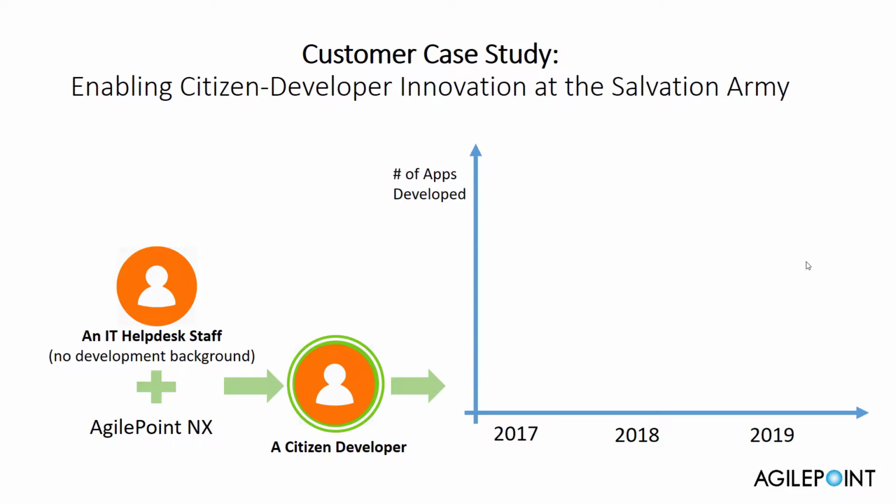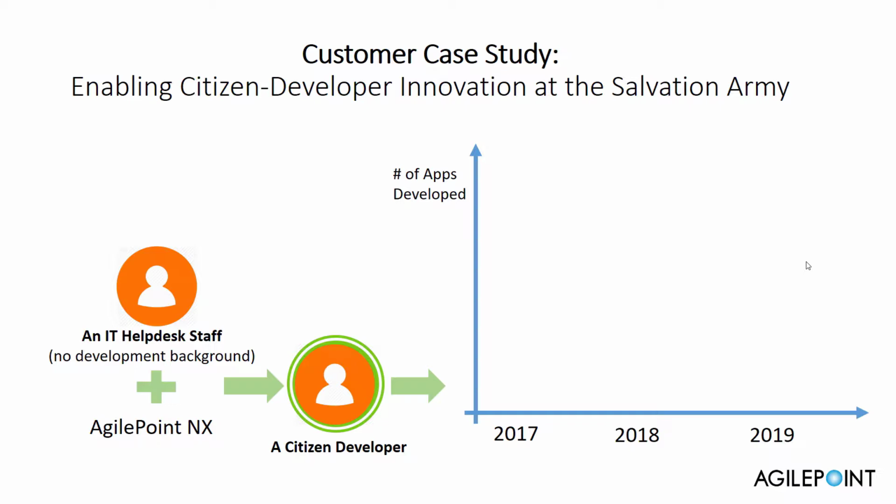This slide is an excerpt from a webinar that we did with the Salvation Army and Forrester Research about a year ago, and is a great testament to what can be achieved with AgilePoint in the hands of a less technical user. The Salvation Army was not realizing their application development goals, so they went into the teams and found a power user and enabled them to build applications using AgilePoint.